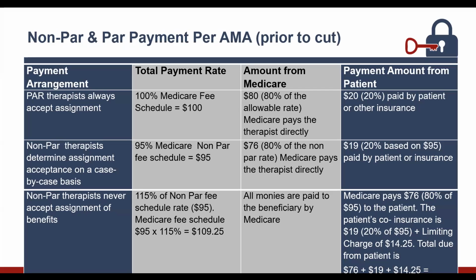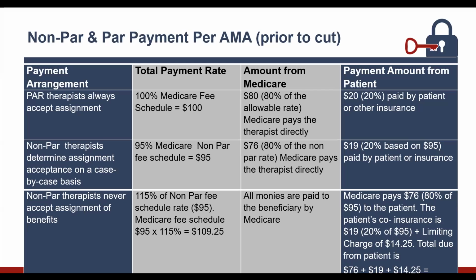So this is the table, and I know this is a challenge to read, and you'll really need to study it. But basically what I'm going to show you is, prior to the cut, if we look at things at $100 a visit, just for the sake of ease, if you're participating, the total amount for that visit was $100, 80% paid by Medicare, so $80, and 20%, or $20, paid by the patient. Bottom line, that's it.